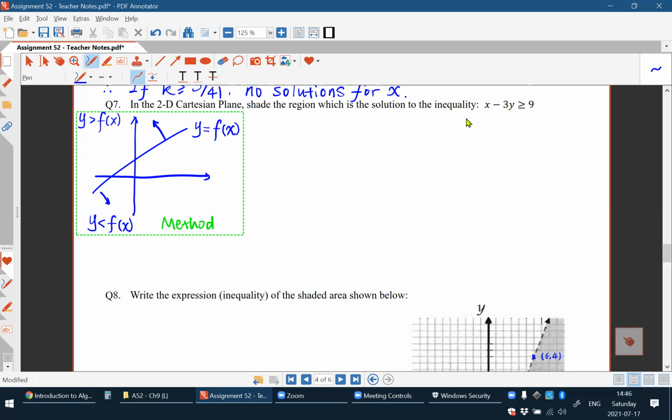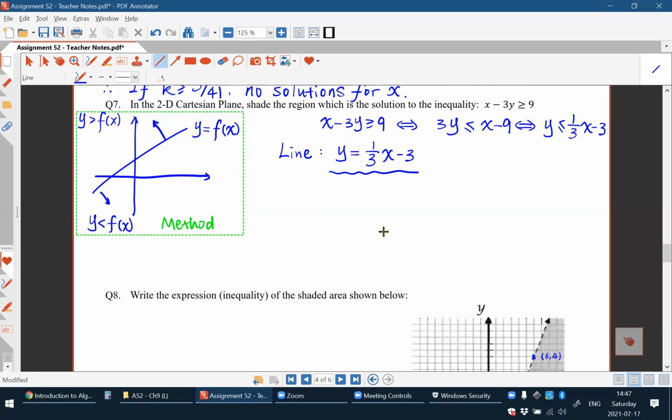First of all, in order to find the region, we need to find the equation of this line first, right? So first of all, we need to separate x and y. The original inequality is equivalent to 3y less than or equal to x minus 9, and this is equivalent to y less than or equal to 1/3 of x minus 3. Okay, so the corresponding line: you only need to change the inequality symbol to an equality symbol. So the corresponding line is y equals 1/3 of x minus 3. This is our line, right?